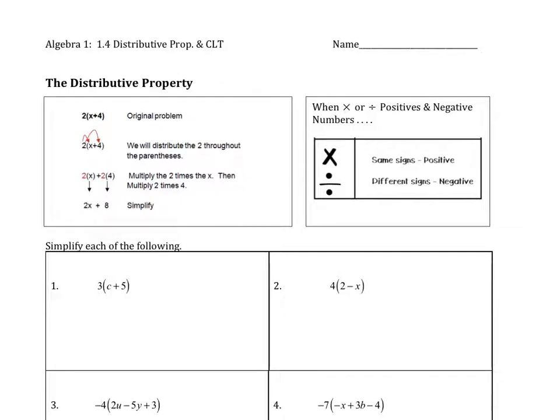Hey guys, so we're moving on to the last set of notes for Unit 1, and that is on the distributive property and combining like terms.